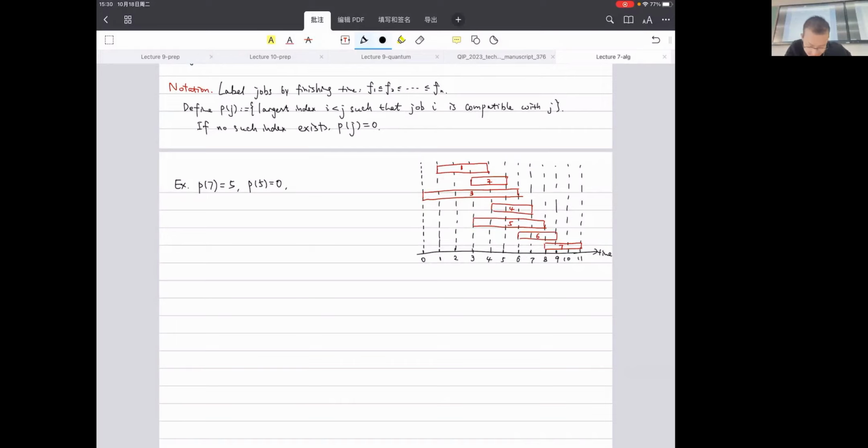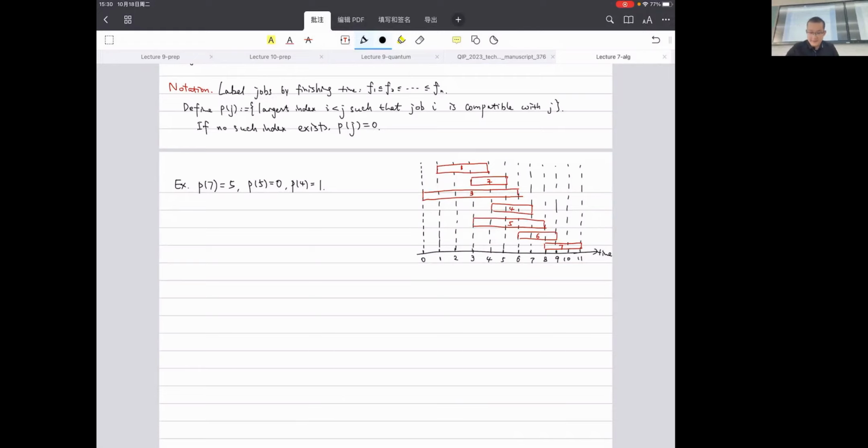How about P4? What is the value of P4? The third job is not compatible with the fourth job, and the second job is also not compatible with the fourth job, but the first job is. So P4 equals 1. You can clearly see that this P function is a little involved. It is probably not monotone increasing or decreasing, so this is something we want to be careful about.